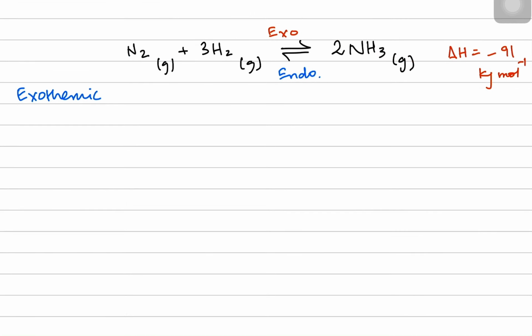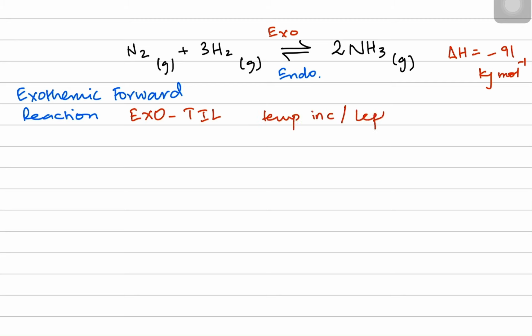Now let's go back to the Haber equation, which is an exothermic forward reaction. So obviously the reverse would be endothermic. If it's an exothermic reaction, we use the word EXOTIL, which means temperature increase shifts equilibrium to left, and temperature decrease shifts equilibrium to right.